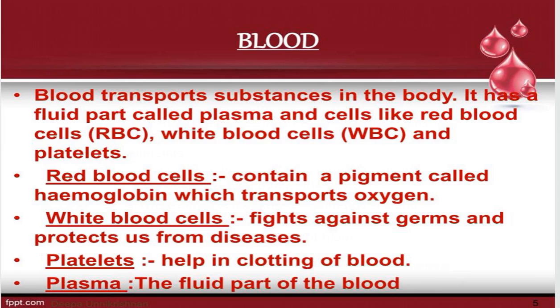Blood consists of plasma and blood cells, which we call the fluid part and the cell part. Plasma is a yellowish fluid and contains about 90% water. Plasma is a solution of minerals, waste products, digested food, enzymes, etc.